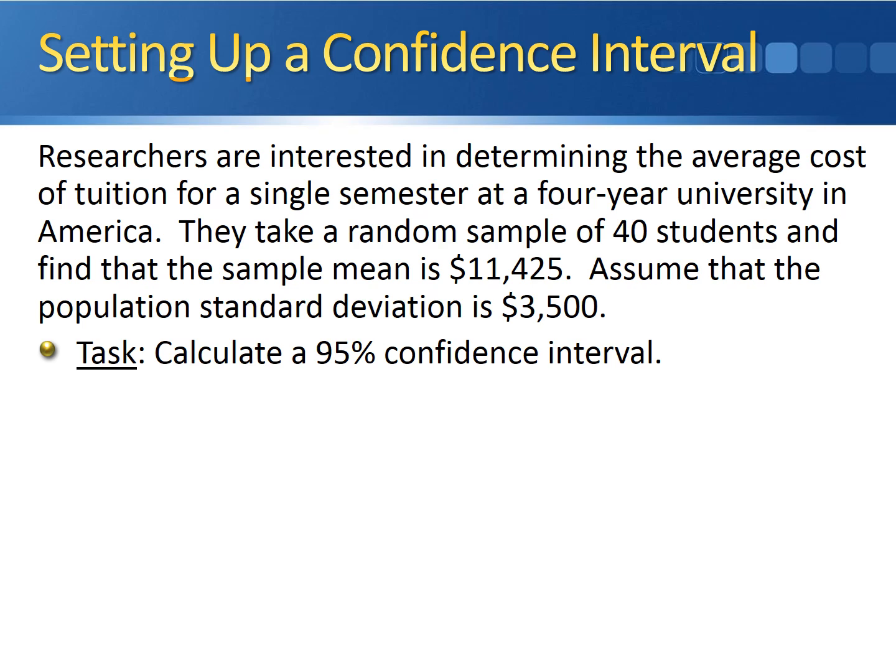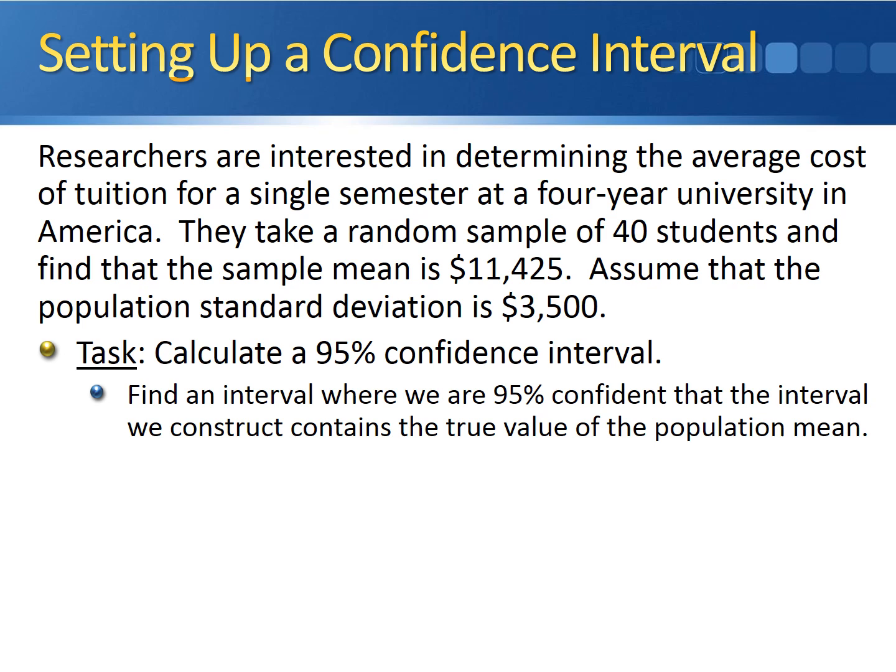Going back to our example, what we want to do is calculate a 95% confidence interval for the true population mean cost for a semester of tuition. What this means is that we want to find an interval where we're 95% confident that the interval we construct contains the true value of the population mean. Here, 95% is our confidence level.